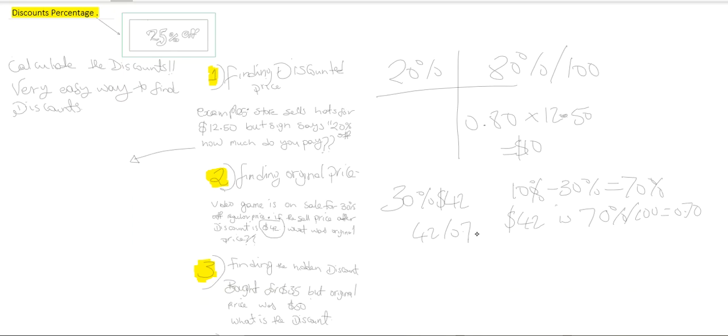Alright, so that gives you $60. Alright, so the original price was $60. They're giving you 30% off. Now you pay $42. Alright, that's easy.